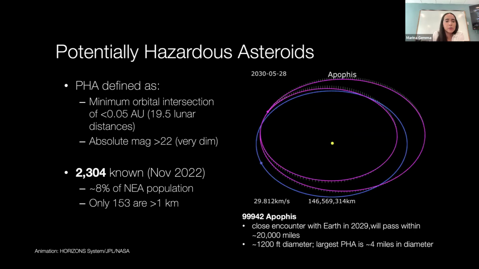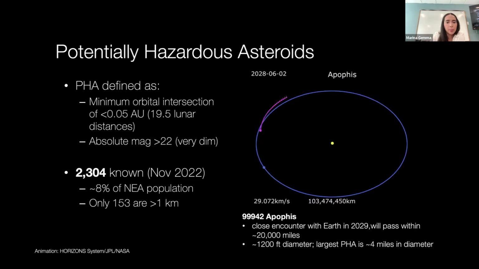So this is a little outdated. There's about 2,300 known as of November 2022, and only 153 are greater than a kilometer. So that's pretty good news.